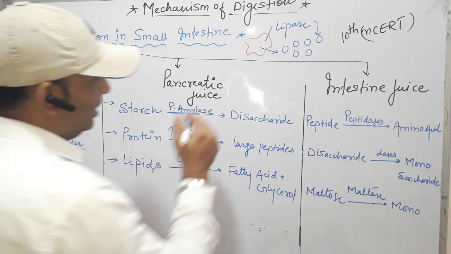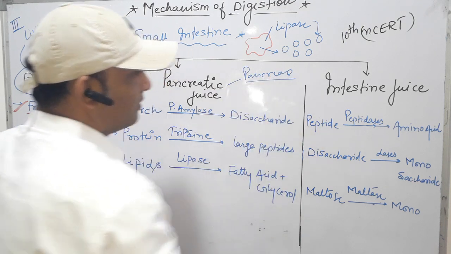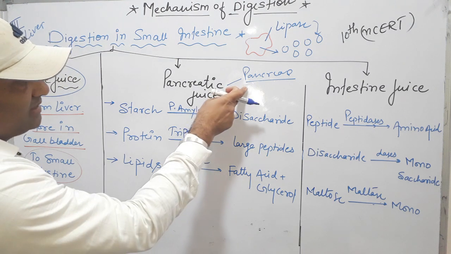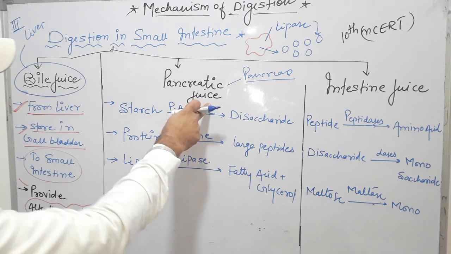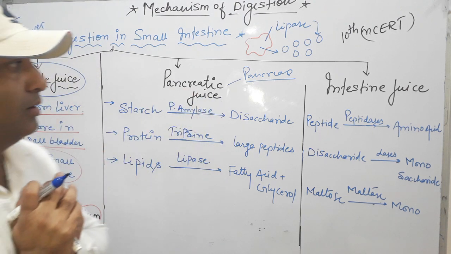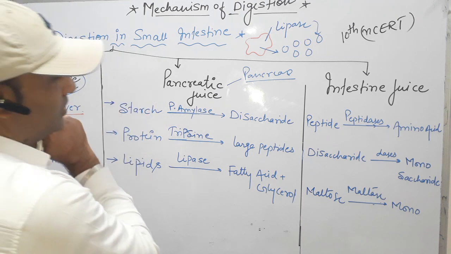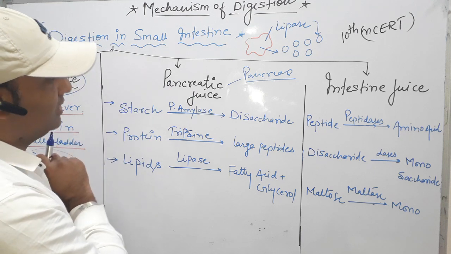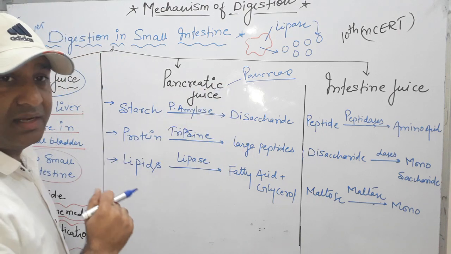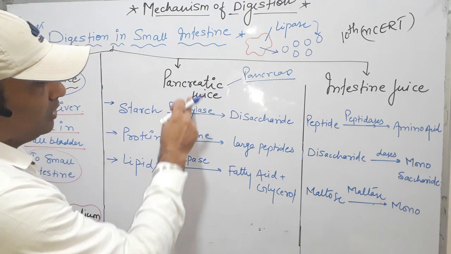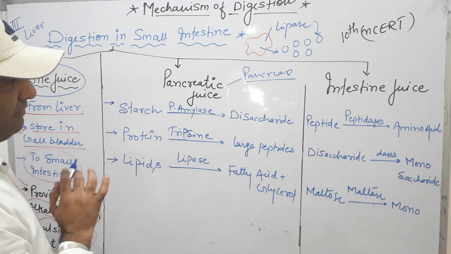Second, pancreatic juice. This juice is released from the pancreas, first thing, clear? Then it is transferred to the small intestine by the pancreatic duct. Now the pancreatic duct and bile duct join and form the common duct, and this common duct opens into the small intestine. So our question: pancreatic juice is released by the pancreas. Which duct releases pancreatic juice? The pancreatic duct. And which duct receives it? The common duct. Clear?